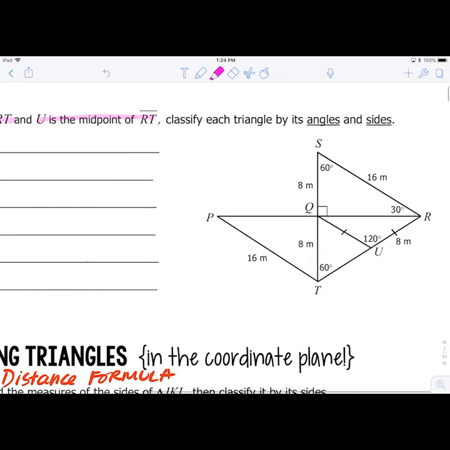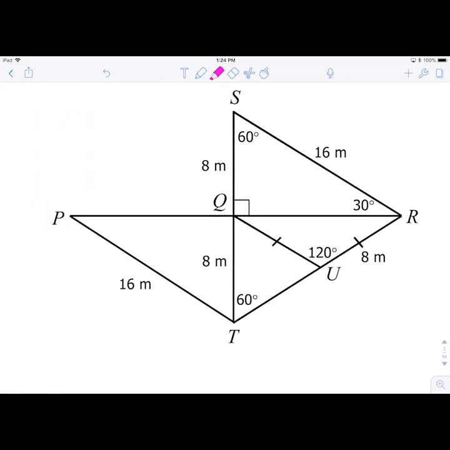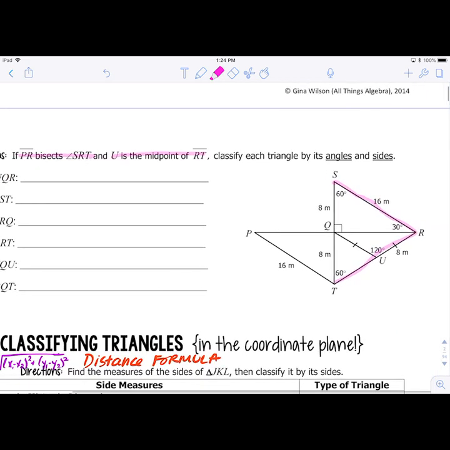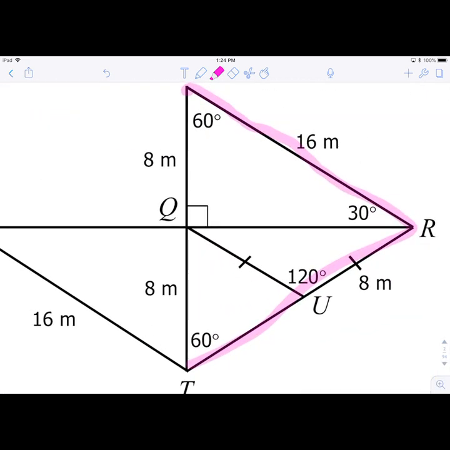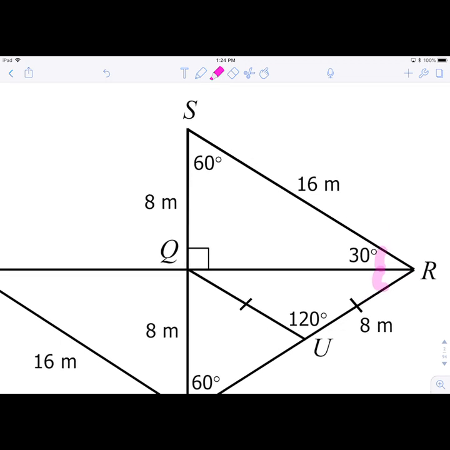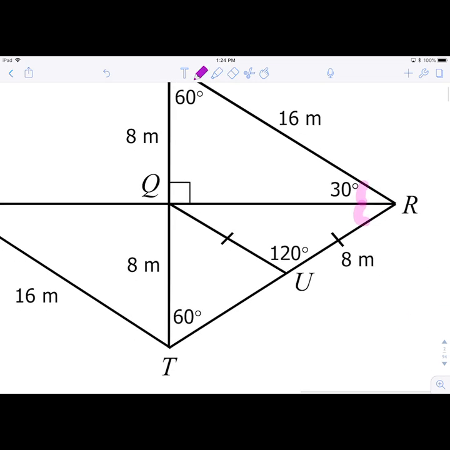PR is a bisector of angle SRT. Well, angle SRT is this big angle right here that I'm highlighting. If PR is the angle bisector, then this angle right here will be congruent to this angle right here. And we already know angle SRQ is 30 degrees. So that must mean angle QRT is also 30 degrees.